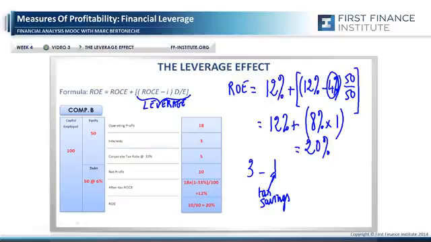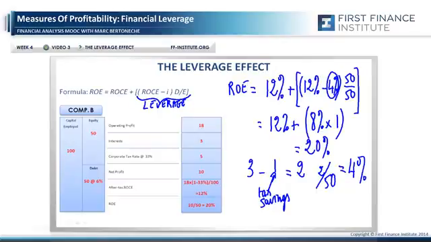And therefore, the real cost, the after-tax cost of debt, the after-tax interest, is 3 minus 1, 2. And 2 out of the 50 that you borrowed, the debt is 50, gives you a 4% net interest rate.